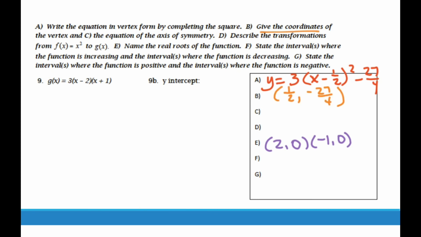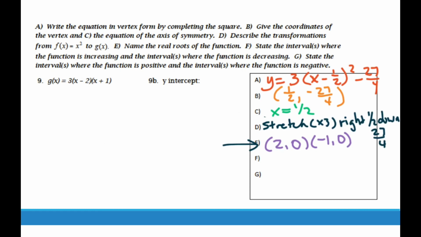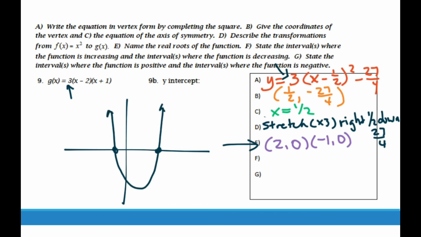Okay, the vertex is (1/2, negative 27/4), and the axis of symmetry is x equals 1/2. You do have to write that as an equation because it's a line. Here are the transformations. Okay, and then I've already found the roots or the solutions, and so thinking about the graph and how that looks, that means that my graph is going to be looking like this. That's where it's going to cross the x-axis. I can tell because this is positive that it's going to be opening up like that. And so that's going to help me find the next parts of this, stating the intervals where we've got increasing and decreasing. So make sure that you can do that.